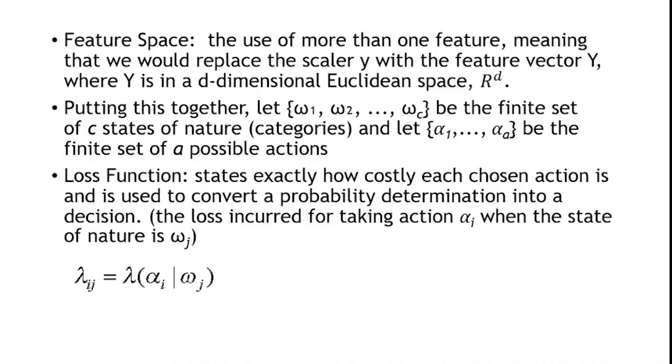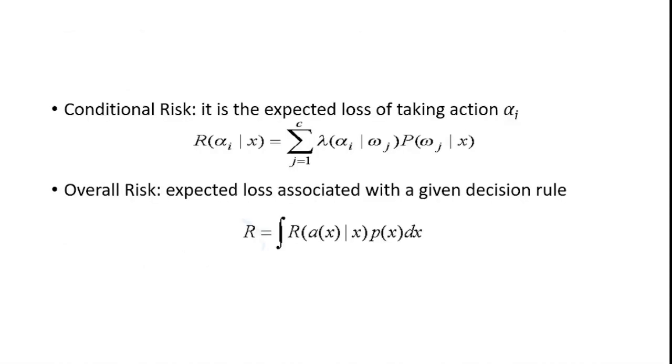By having the loss function, the cost function, it enables us to look at situations where certain errors are more costly than others, although we will often only be looking at cases where all errors are equally costly. The conditional risk is the expected loss of taking action Ai, and this is how to calculate the conditional risk. The overall risk is the expected loss associated with a given decision rule, and this is how to calculate overall risk.